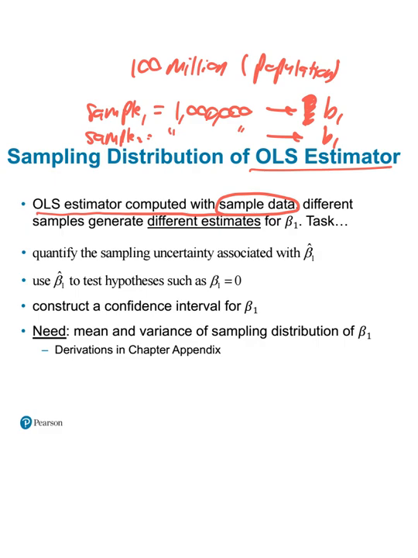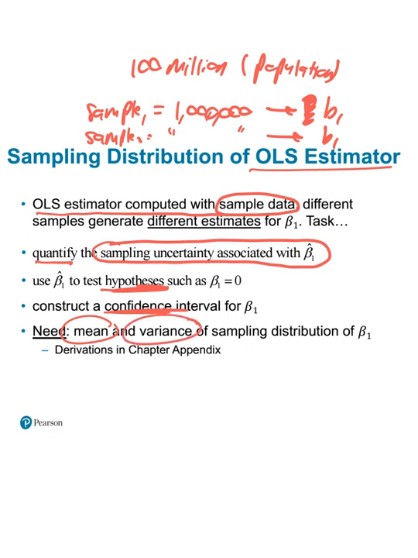So then our task is to quantify the sampling uncertainty associated with actually estimating our beta 1 component. If we can identify the sampling distribution of our OLS estimator, we know what it is on average, and we know what it is in variance, then that will be very helpful for hypothesis tests and confidence intervals. So what do we need then? To identify the sampling distribution, we need both the mean and the variance of our sampling distribution for beta 1.